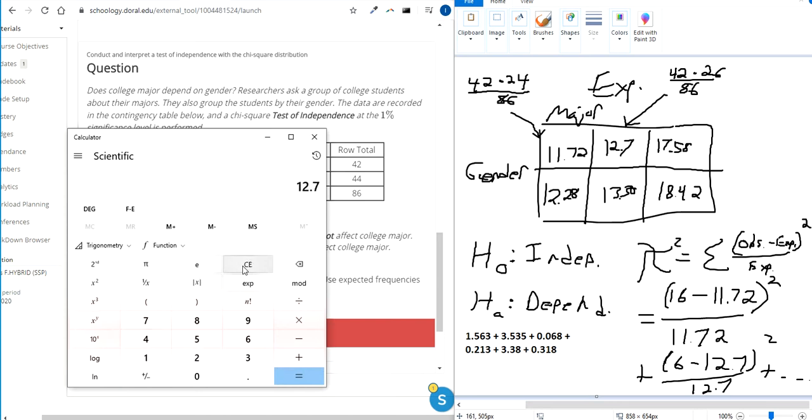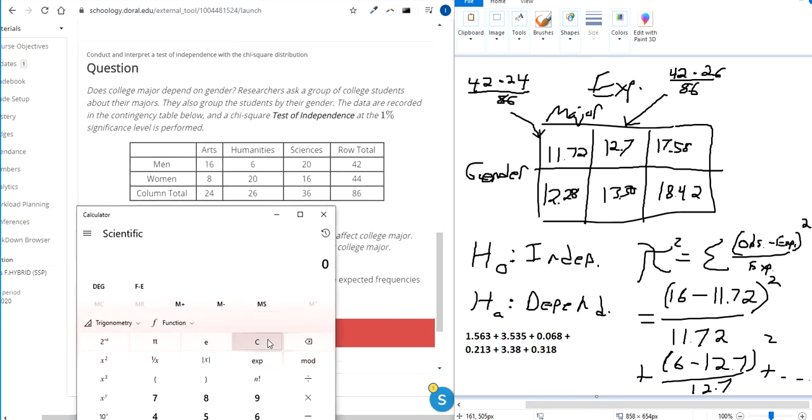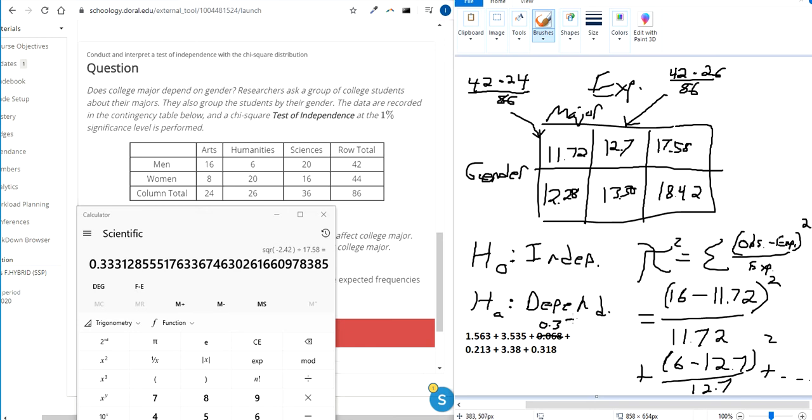The second one, 12.7. That was our expected, but it's not going to matter the order because we squared the difference anyway. But the observed minus expected squared, divide by the expected. 3.535. For the third one, we observed 17.58. We expected 20. Square that difference, then divide by 17.58. Oh, that one is wrong. The third one, I miscalculated that, this should be 0.333.